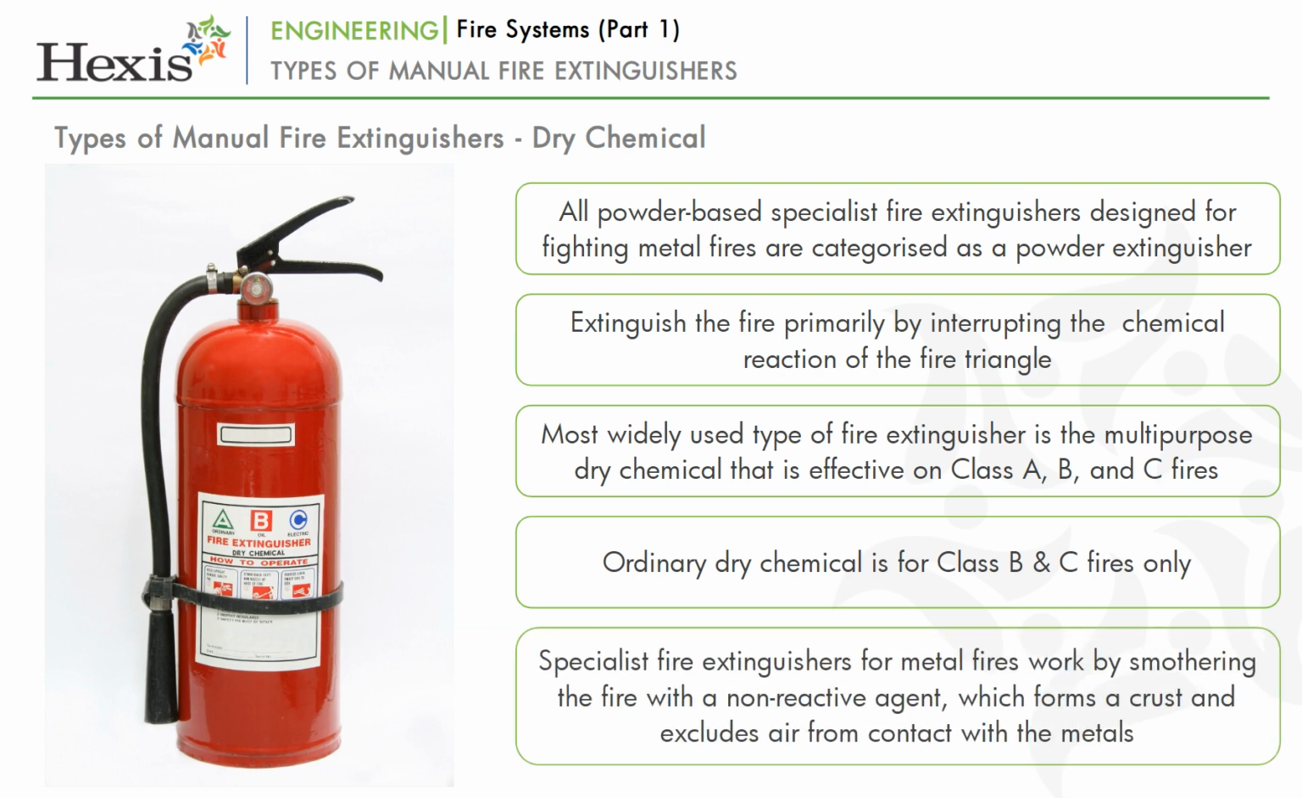Specialist fire extinguishers for metal fires work by smothering the fire with a non-reactive agent, which forms a crust and excludes air from contact with the metals. Sodium chloride, graphite powder, copper powder are some of the chemicals used.